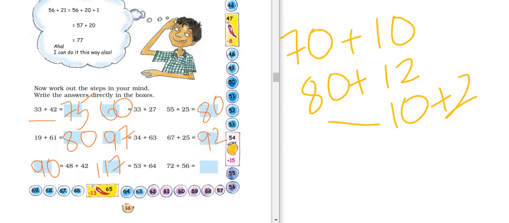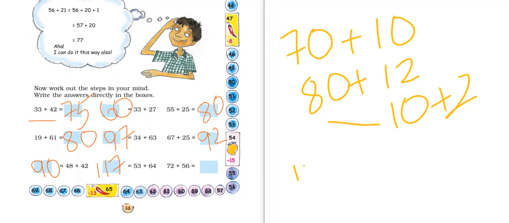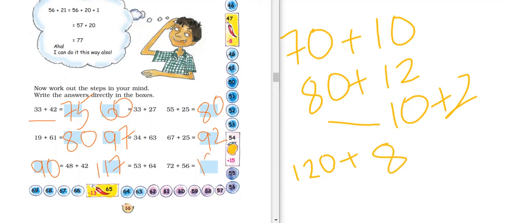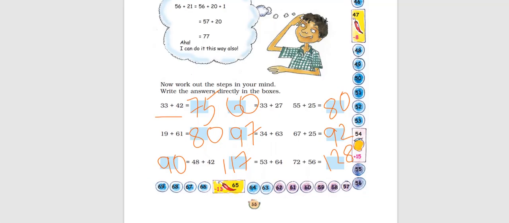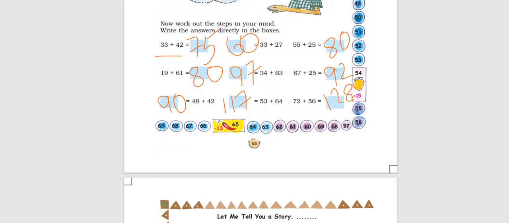The last one is 72 plus 56. Let's add up the tens first. 7 tens in the first number and 5 tens in the second number, which is a total of 12 tens, which is 120. And let's add up the ones. 2 ones in the first number and 6 ones in the second number. That is a total of 8 ones. So the total is 128. Okay, that's it, kids.